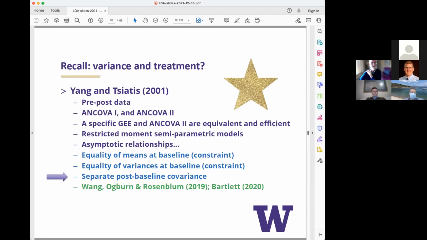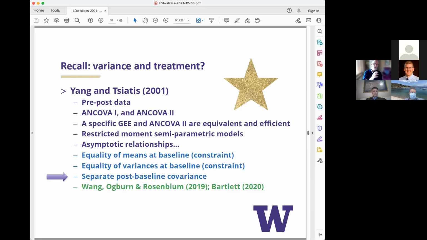I want to say there's this amazing paper that's 20 years old that I didn't know about for a really, really long time. It's by Yang and Tsiatis, 2001. They really give great detail on these issues that I've started to talk about, sort of moving pre-post and ANCOVA into a longitudinal analysis framework.